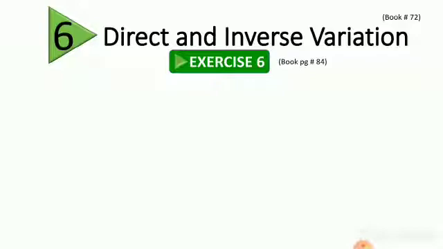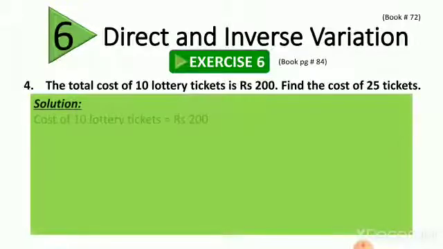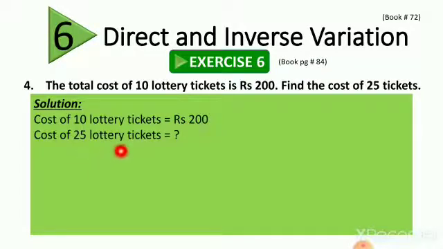Okay. So today we will start exercise number 6, book page number 84. Question number 4: the total cost of 10 lottery tickets is rupees 200. Find the cost of 25 tickets. So for this one, cost of 10 lottery tickets is given in the question, it's rupees 200, and cost of 25 lottery tickets we have to find.